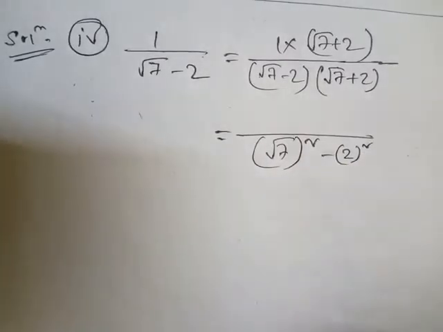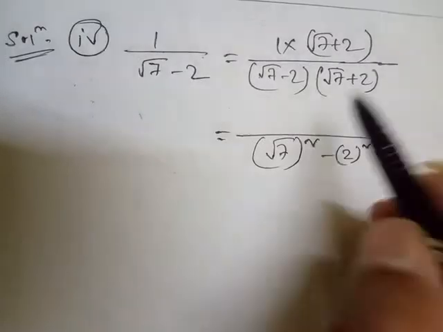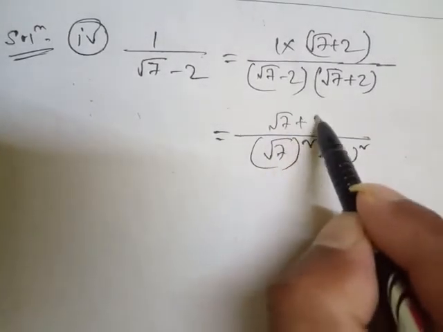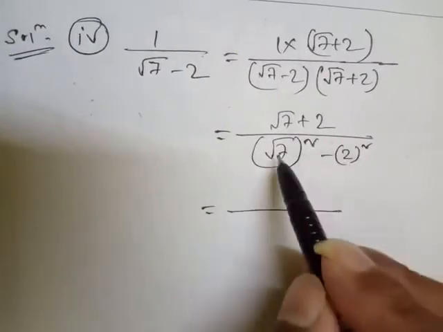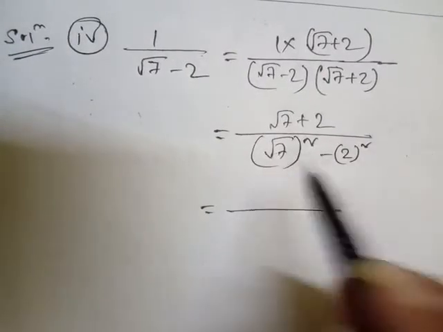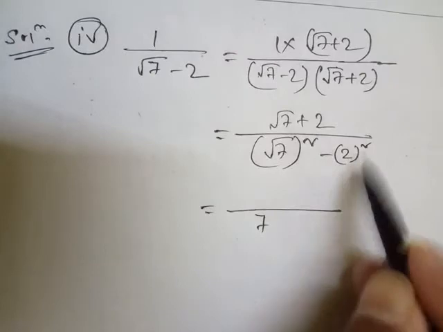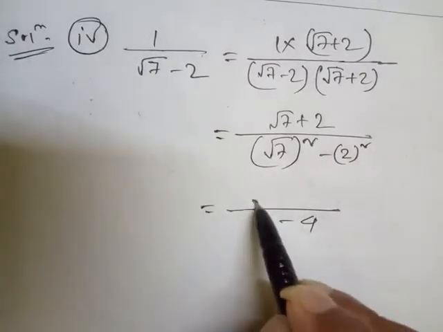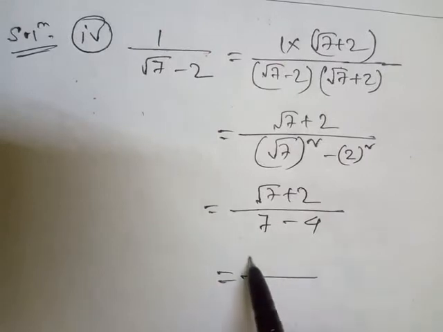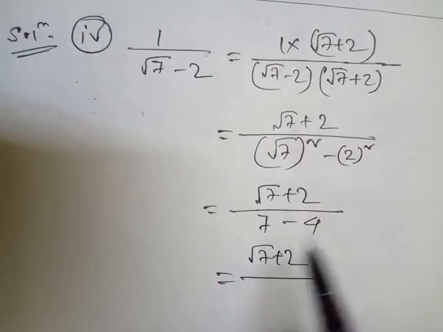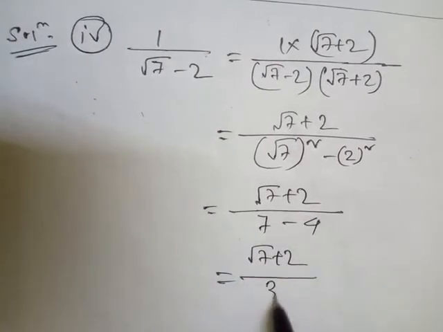Now look, what will be the answer actually? So 7 plus 2. Now root 7 square, square root cancel means 7, and 2 square is 4. Now root 7 plus 2. Now if we go for the subtraction here, root 7 plus 2, and 7 minus 4 is 3.